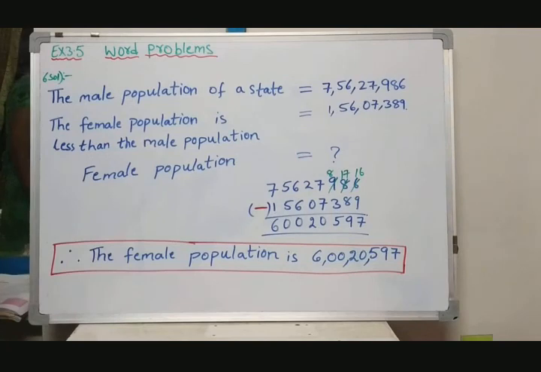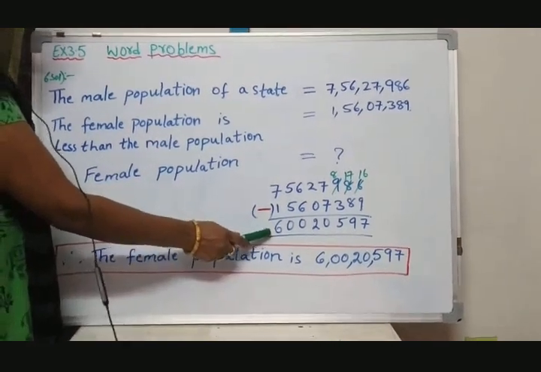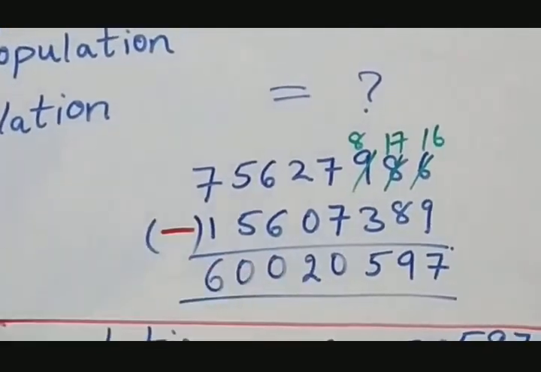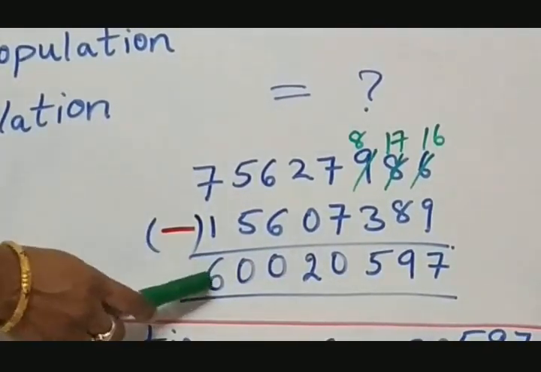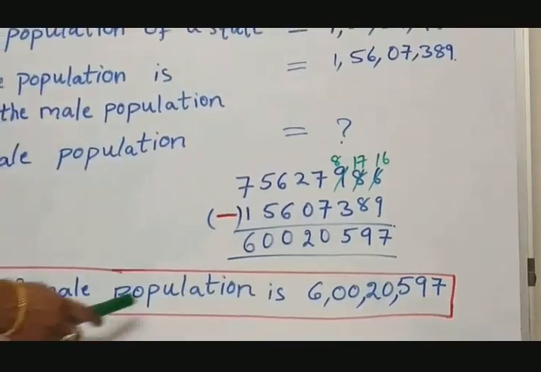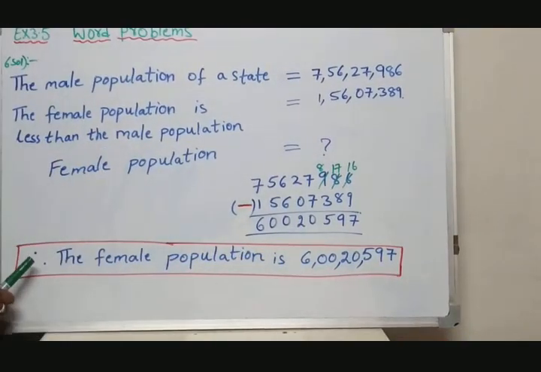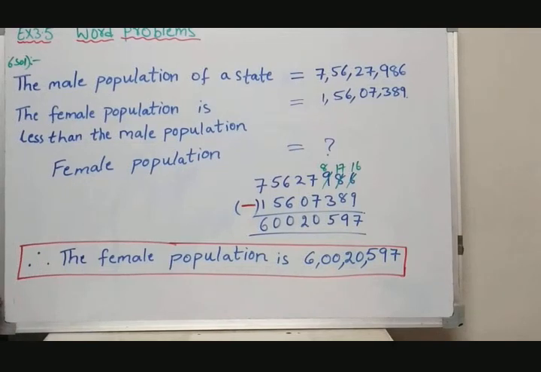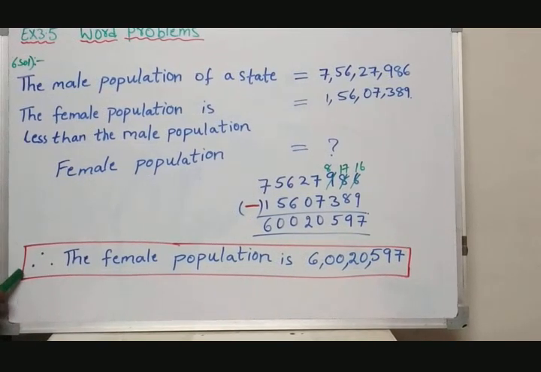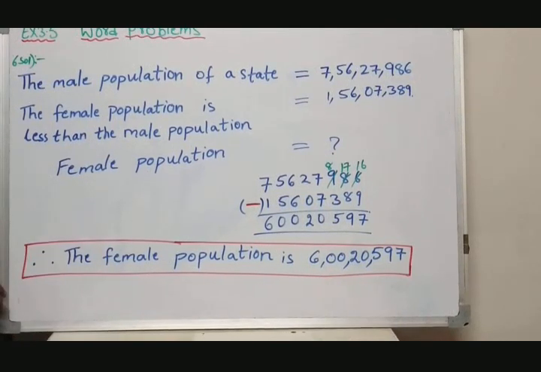By seeing the keyword less than, we should identify that the operation to be performed is subtraction. So after doing the subtraction, we got the answer. This is nothing but the female population. Therefore, the female population is 6,20,597. Always children, make a habit of putting the therefore statement. Highlight it using your color pencil and draw a rectangular box around it.